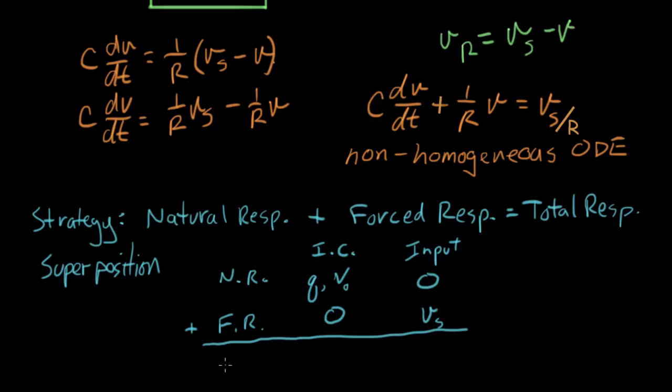So for the total response, you get the initial conditions, which are Q and V naught, and you get V S all together. So that's our strategy. By turning it into 2 simpler problems, we make this differential equation a little simpler to solve 2 times than trying to solve it all together at once. We'll stop here now, and in the next video, we'll follow through on the strategy of combining the forced response with the natural response.